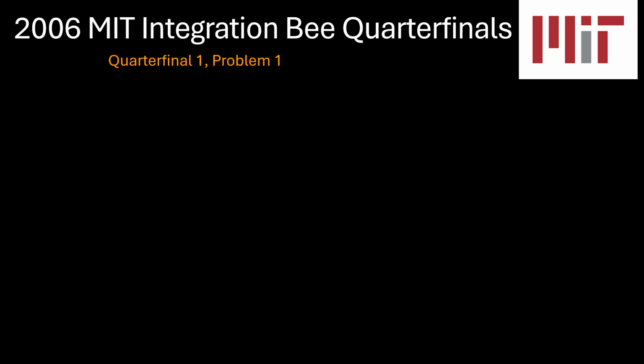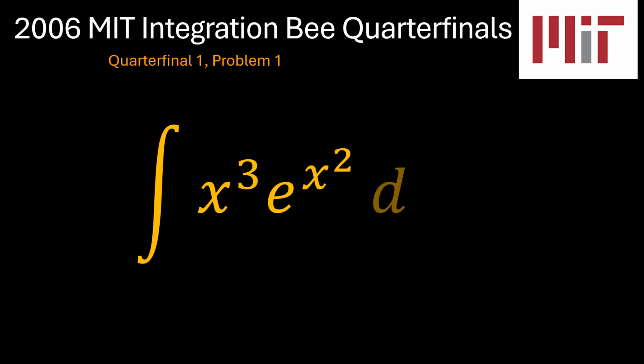Problem number 1 of the 2006 MIT Integration Bee Quarterfinals, quarterfinal number 1: the indefinite integral of x cubed times e to the power x squared. So this is a fairly simple problem. Let's see how maybe we would solve it.